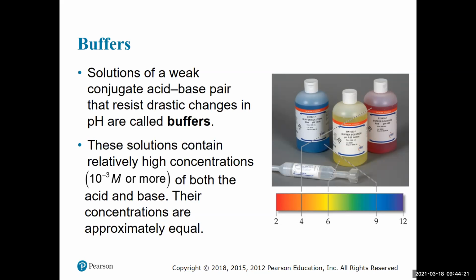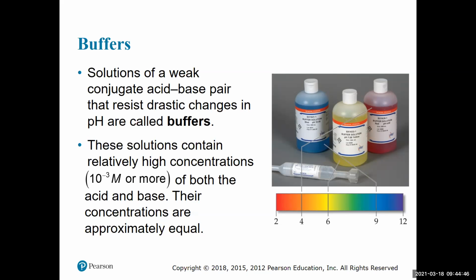The solutions are relatively high concentrations, and we're defining high concentration as 10 to the minus 3 molar. And you think about that: why does it have to be a relatively high concentration? Because remember, when we neglected these things before, we said, oh, compared to what we started with, it's a really trivial amount. So if that starting amount isn't big enough, then it's not going to be trivial.